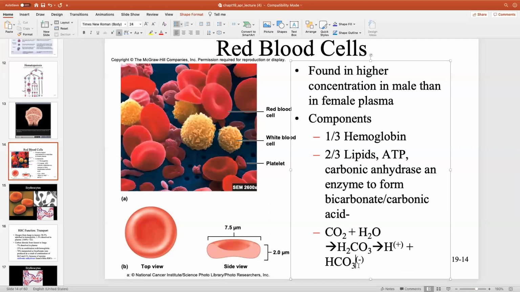And what we're going to see is the reason why our blood is slightly basic is because we have more of this guy right here, the base form, 20 times more of this versus this, the acid form. Because we have 20 times more base, it makes sense that our blood is slightly basic.